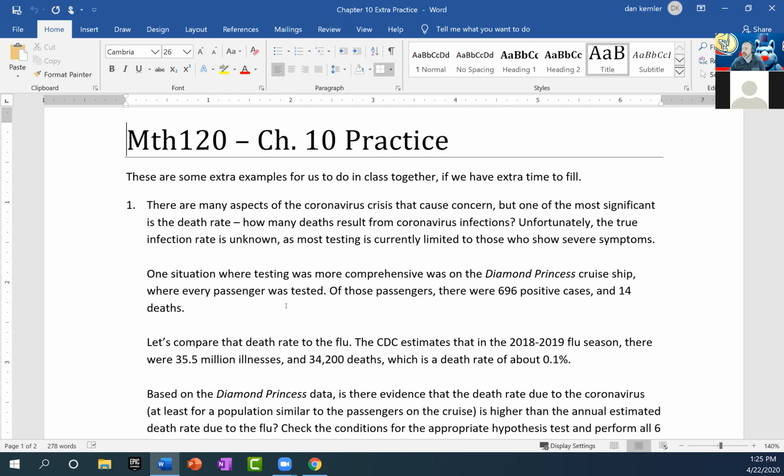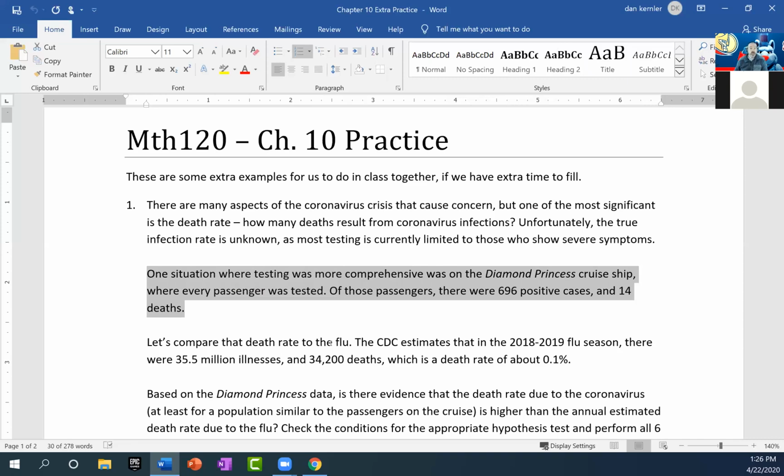So one interesting situation here was this Diamond Princess cruise ship. I don't know if you heard about that, but there was an outbreak on the cruise and every passenger was tested. So they knew how many were positive from everyone in that particular environment. And many of them had no symptoms. So like half of them were asymptomatic. It was something like 300 and some did not have any symptoms. So there were 696 positive cases on this one cruise ship, and 14 individuals ended up dying.